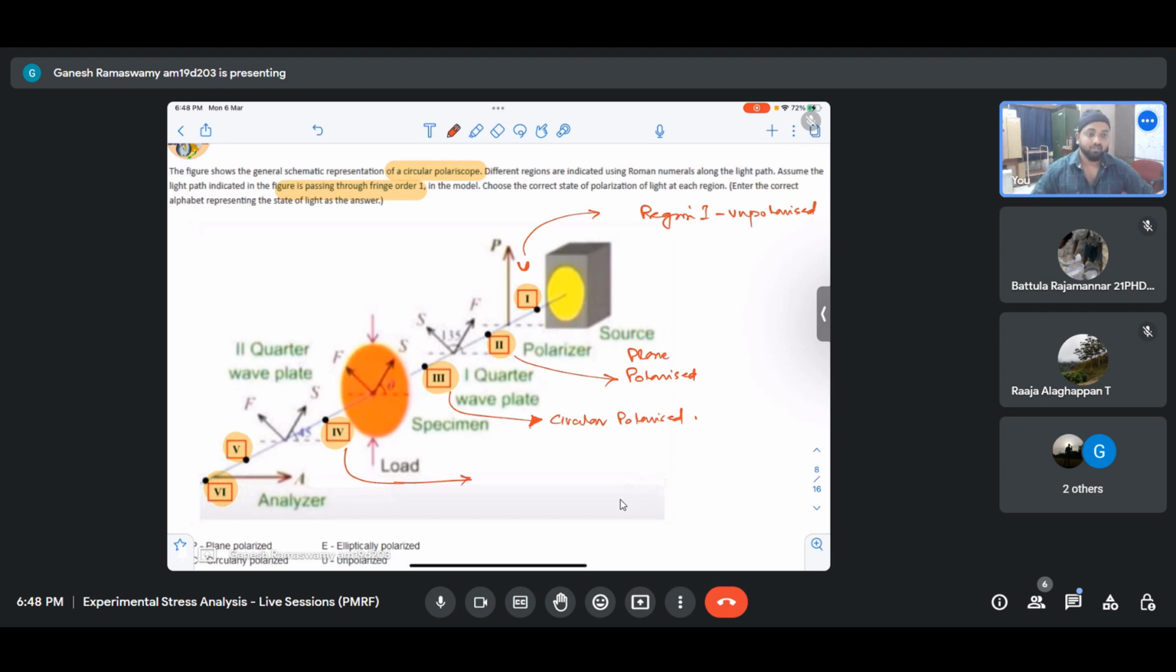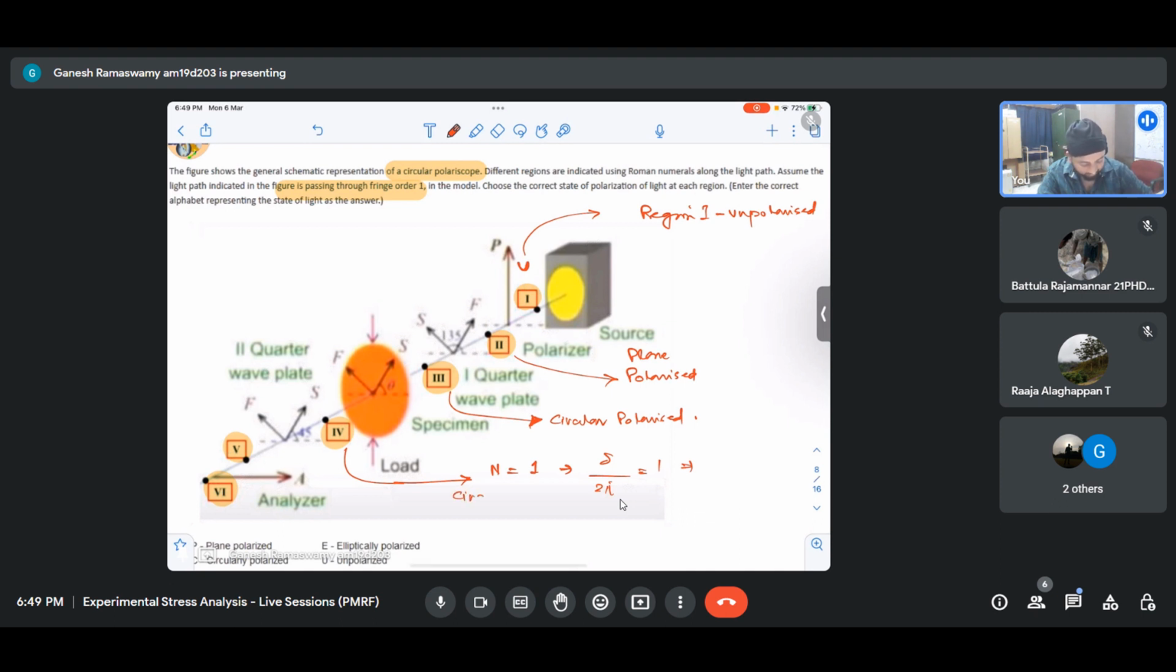We know that an integer fringe order comes when delta by 2 pi is an integer, and it has been given that the fringe order is 1. This implies that delta by 2 pi is 1, so our delta is 2 pi, which means our model at that point, because of the stresses induced in it, is behaving like a full wave plate. It is just passing the light unaltered, with a retardation of one entire wavelength, which is why our light here will remain unaltered. It will still be circularly polarized.